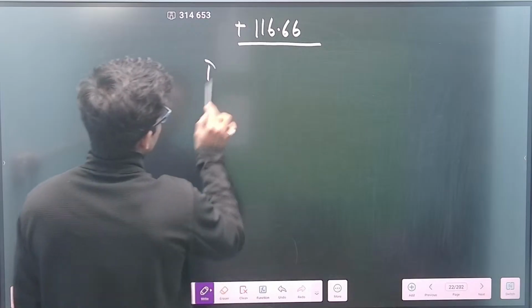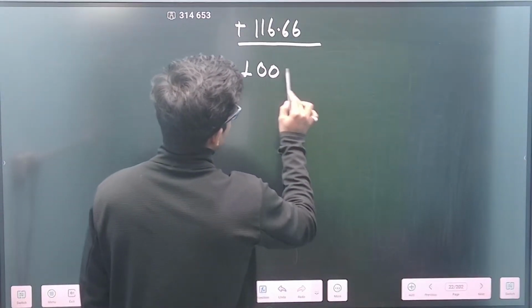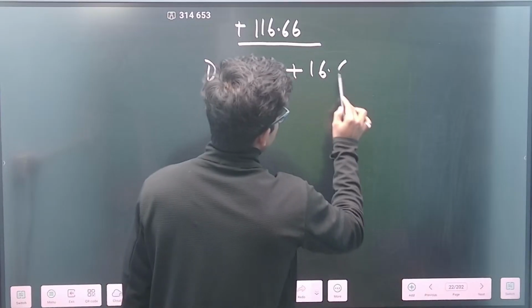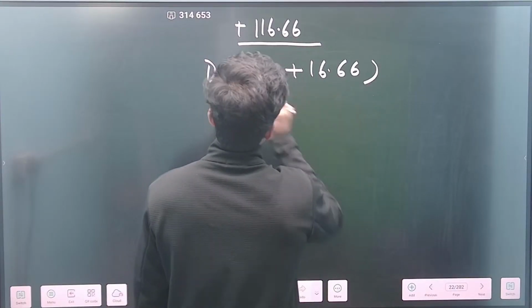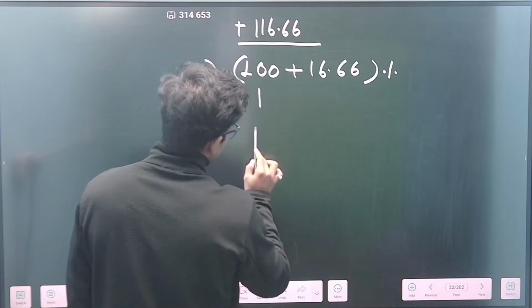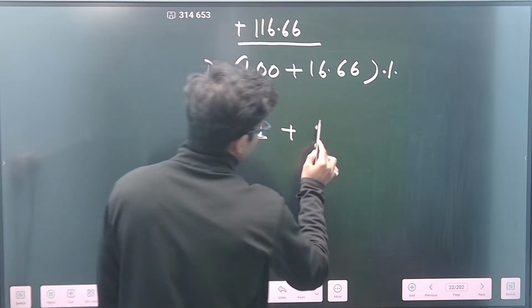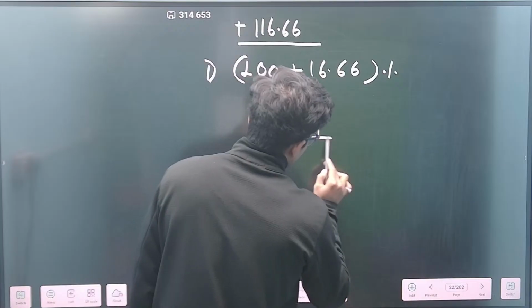First step is to break this number in terms of 100. So you break this number into 100 plus 16.66%. They both are in percentage, so I'll write down percentage. Now see, 100% means basically 1, and 16.66% is basically 1 by 6. Correct? This is basically 1 by 6.